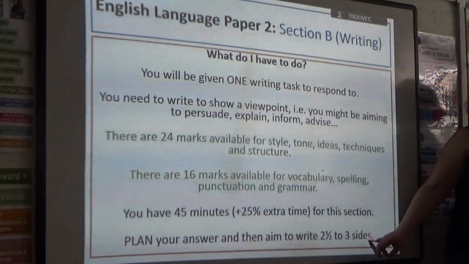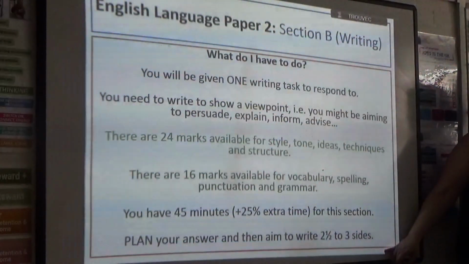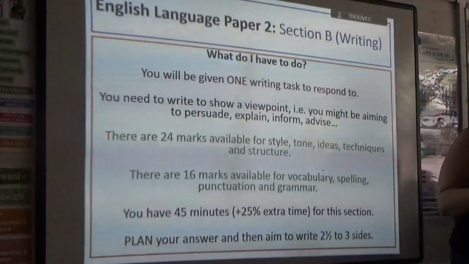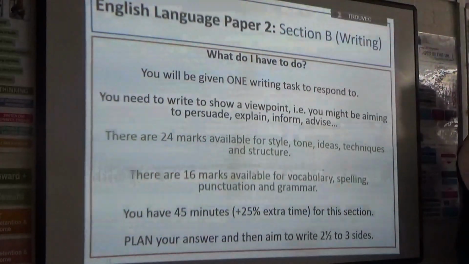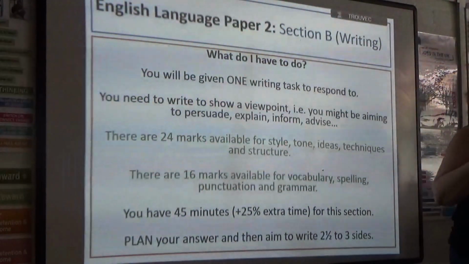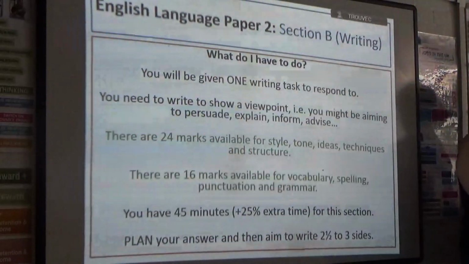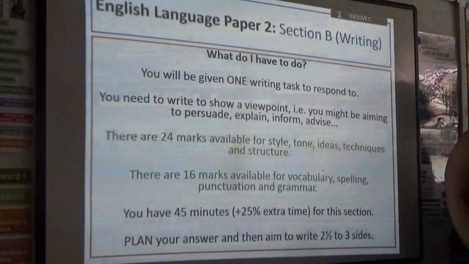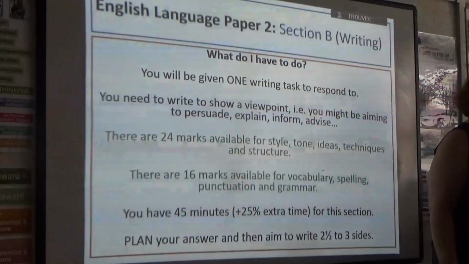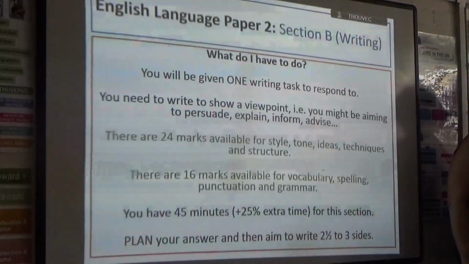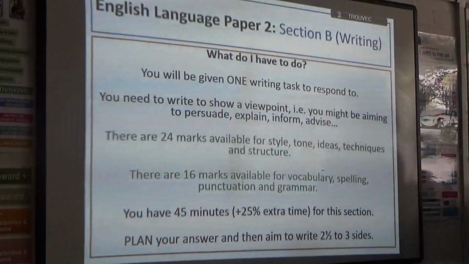Planning is key. Okay? You need to make sure that you know exactly where your piece of writing is going. You also need to be writing for 2.5 to 3 sides. Okay, so we're talking about exercise book A4, 2.5 to 3 sides. On a computer, that'll be between 300 and 500 words. So if you're practicing by doing it on the computer, you need to be looking for 300 to 500 words. That 300 words is the minimum that you should be writing to be able to access the majority of these marks. Okay, and you're all capable of doing it.